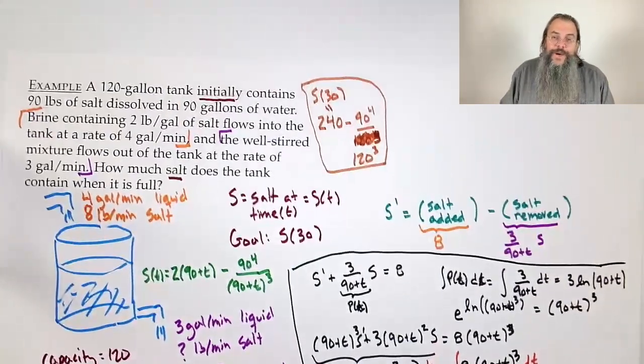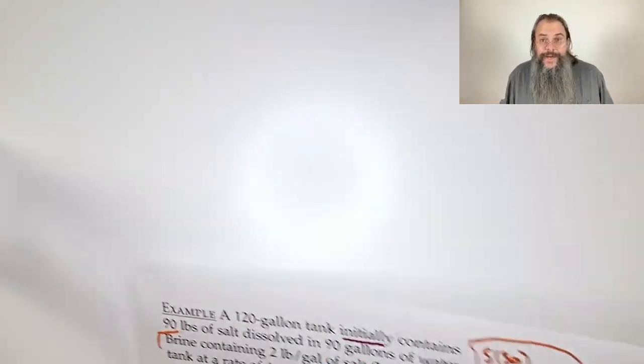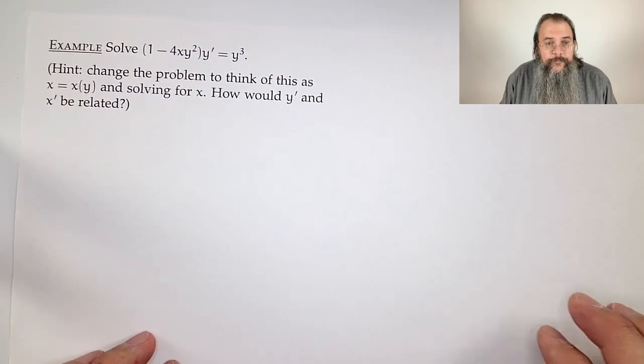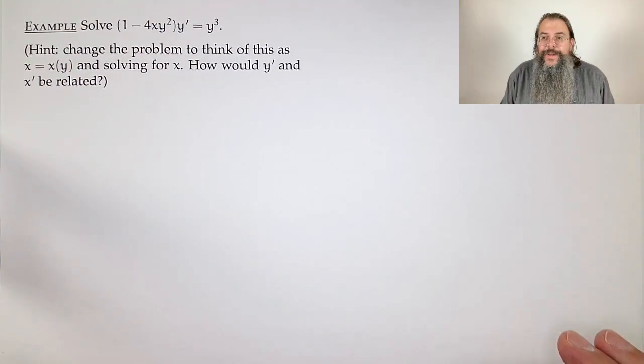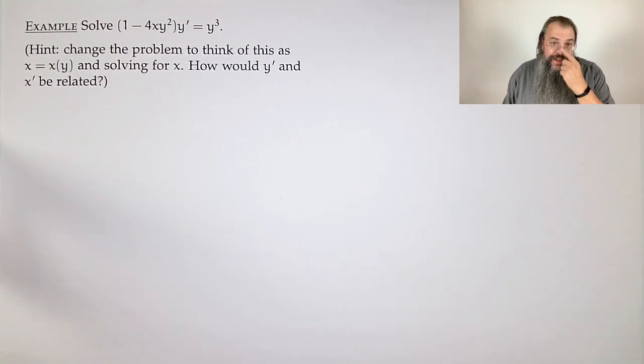All right, good. Well, let's try a different problem, right? We should try different problems. Okay. A lot less words in this one. Solve (1 minus 4x) times y squared, and all that's times y prime, equals y cubed.